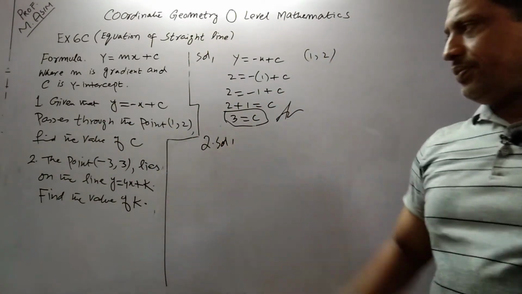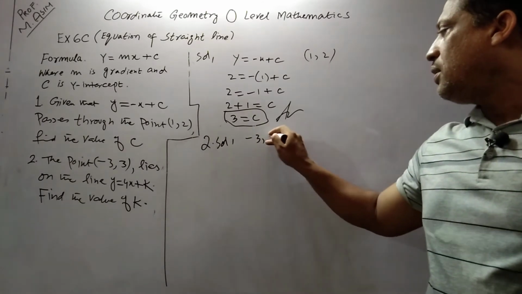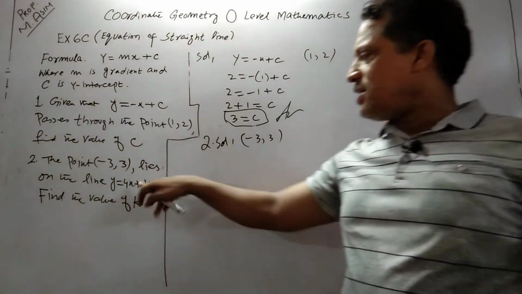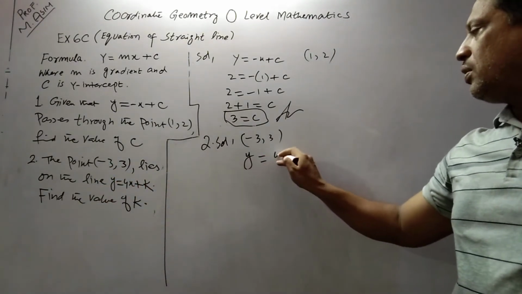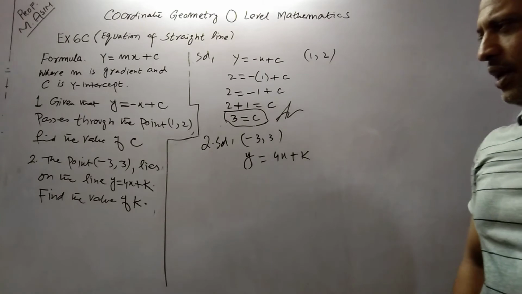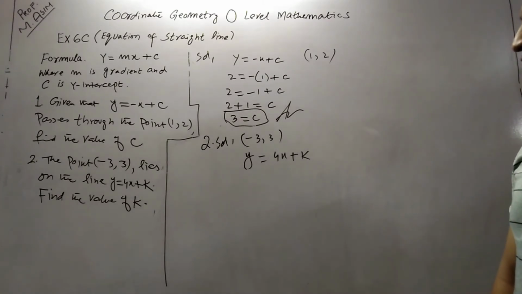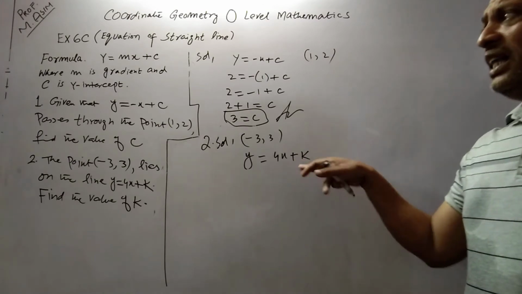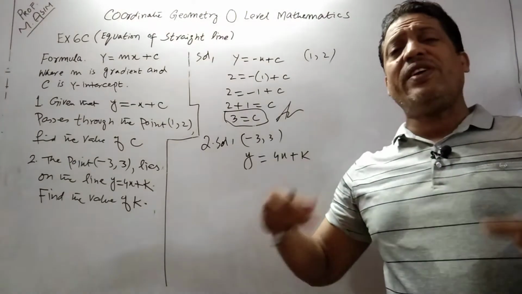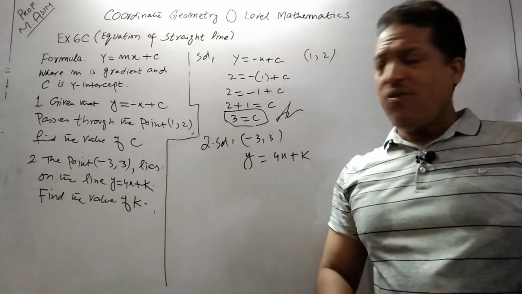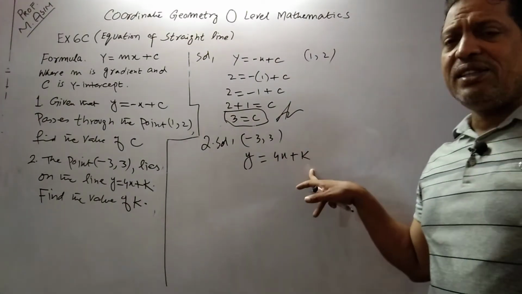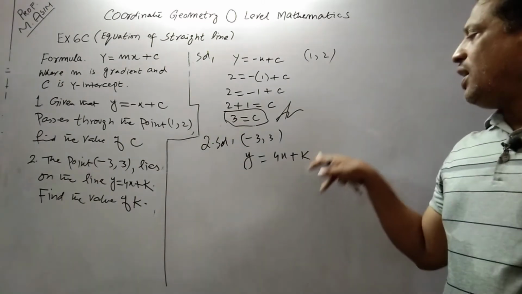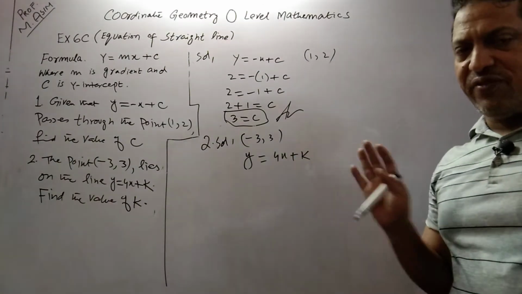Solution of question number 2. The point (-3, 3) lies on the line y is equals to 4x plus k. Find the value of k. Again, in this equation, this is your y-intercept. It is not necessary that the y-intercept is always represented by c. Y-intercept means the constant value. Constant means without x and y, the constant value in the given equation of a straight line.